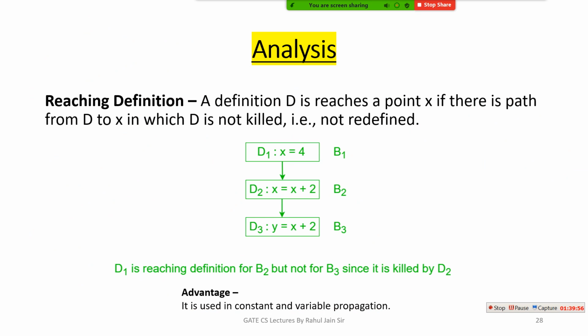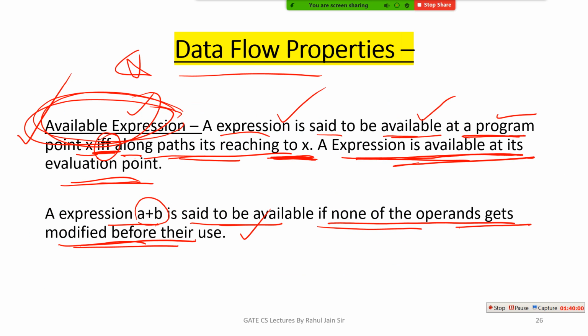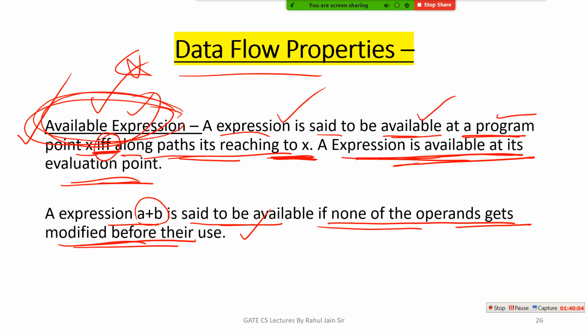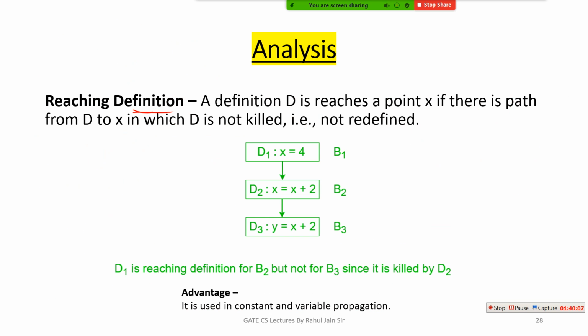Now the next one is reaching definition. It is basic what I am discussing with you. Analysis properties: the first property is available expression, the second property is reaching definition. What does reaching definition mean? It means that a definition D reaches a point X if there is a path from D to X in which D is not killed, that is, not redefined.